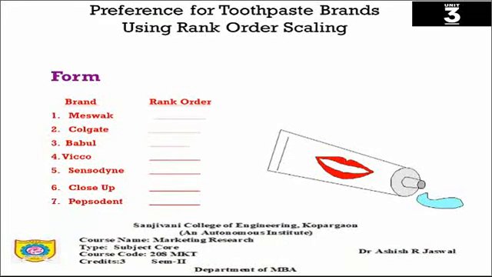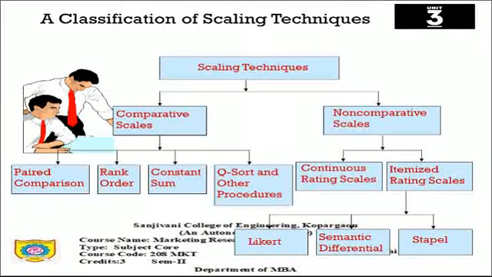The condition remains the same, that we should not repeat the rank. And when you give all the 7 ranks, it will give you an idea about the preference of an individual towards various brands of toothpaste. This is the simple methodology which is adopted for rank order scaling. Moving forward, let us try to understand a type of comparative scaling which we call rank order scaling, for better understanding in the form of an example.